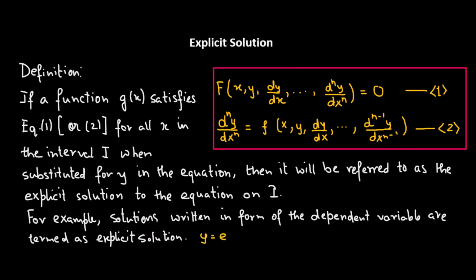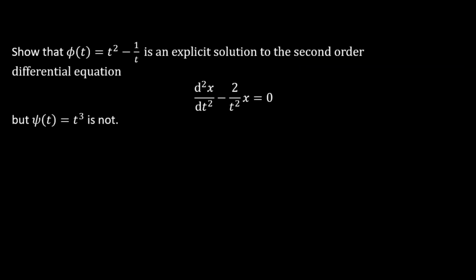y equals e raised to the power of m times x, y equals ax plus b over x, or y equals a sine of alpha x plus b cosine of alpha x. Problem number 1. Show that the function phi of t equals t squared minus 1 over t is an explicit solution to the second order differential equation, the second derivative of x with respect to t minus 2x divided by t squared equals 0, but phi of t equals t cubed is not.